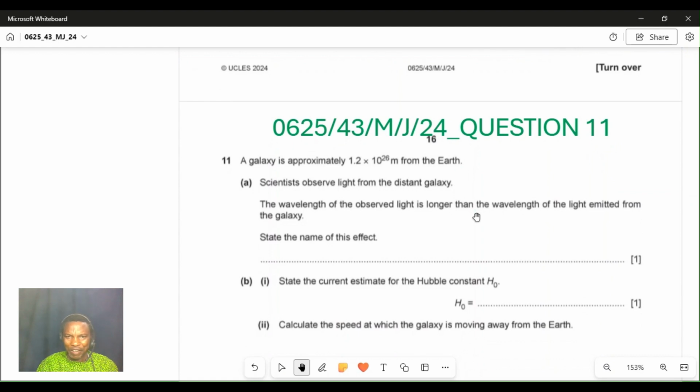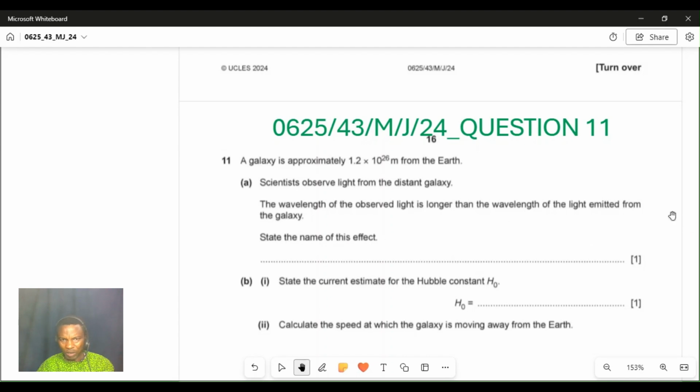Okay, question 11 has to do with space physics. It says a galaxy is approximately 1.2 times 10 raised to power 26 meters from the Earth. So that is the distance of the galaxy. Scientists discover light from a distant galaxy. The wavelength of the observed light is longer than the wavelength of the light emitted from the galaxy. So what happened here? We are asked to state the name of this effect.